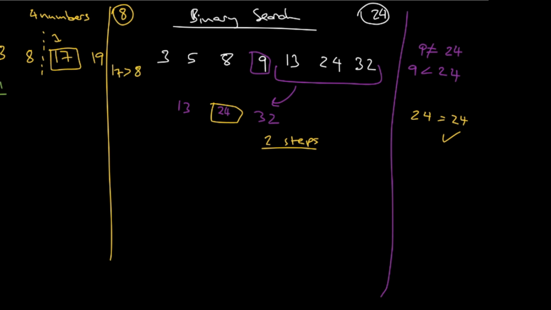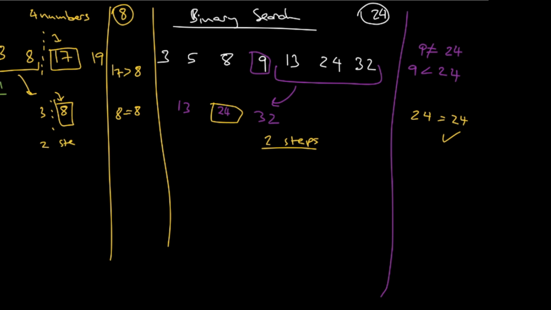So we compare 17 with 8. As 17 is greater, we select the numbers before 17 assuming they are in ascending order. In this case it's 3 and 8. We repeat the same as before, so now 8 is the chosen number. As 8 equals 8, we've finished. So it also took us 2 steps to find the number.